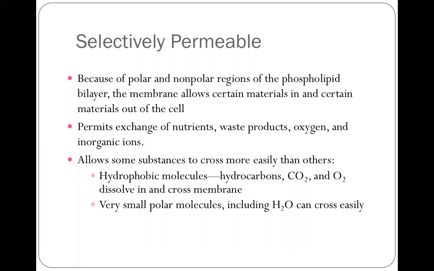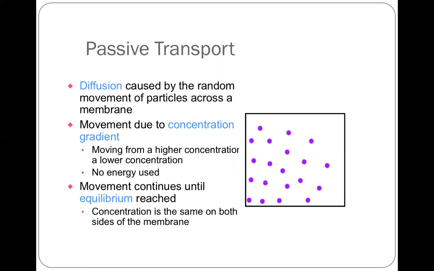Because they have both polar and nonpolar regions in the phospholipid bilayer, the membrane allows certain materials in and out of the cell. It permits exchange of nutrients. Some substances cross very easily. Luckily, with the way it works out, carbon dioxide, water, and oxygen all pass in and out through the membrane very, very easily. We don't need to put a lot of extra effort into it. Some hydrocarbons also can.